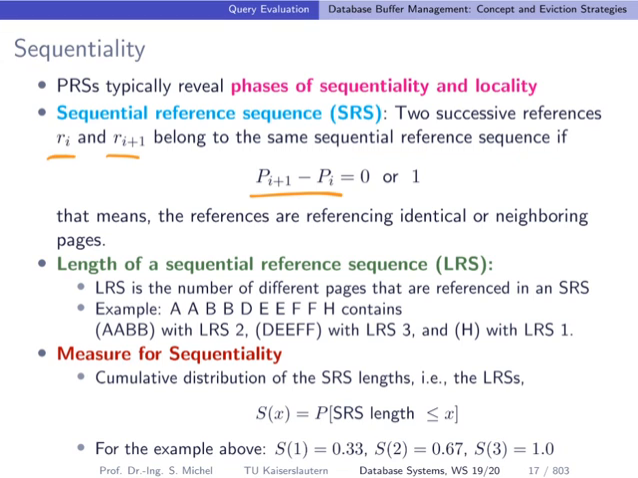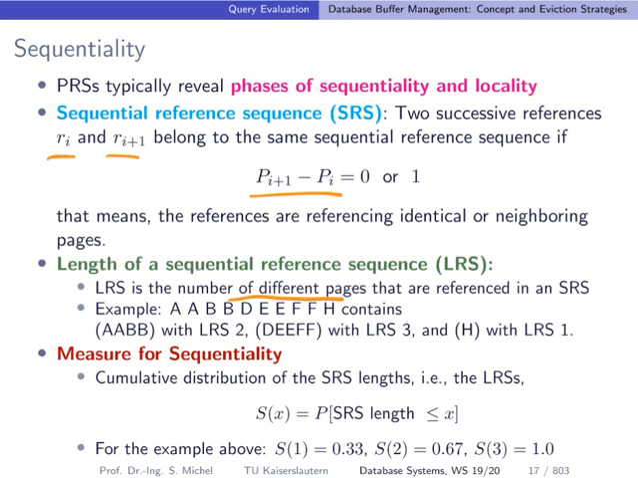And if we now look at a certain workload or a certain reference string, we're looking at all of these sequential reference sequences, SRSs, and then we can compute a measure of sequentiality. For this, we just need to know how long such a sequence is. So the length of a sequential reference sequence is defined simply by the number of different pages that are referenced within this SRS.